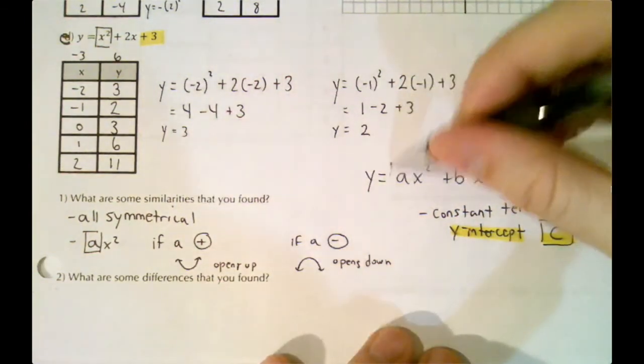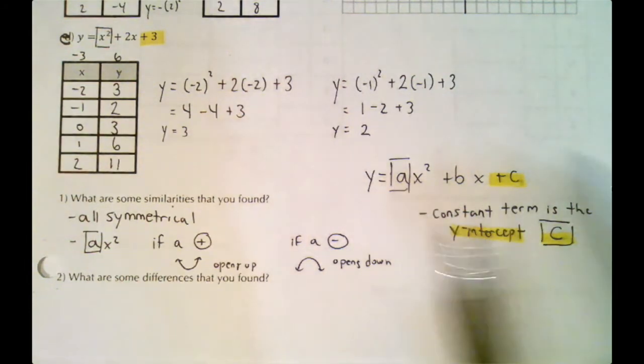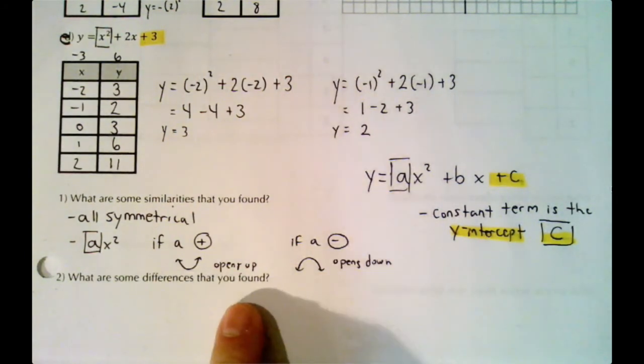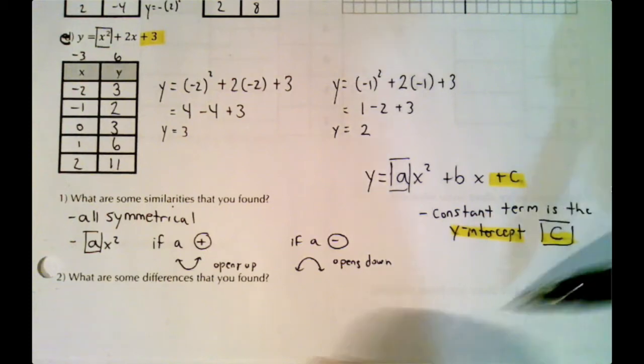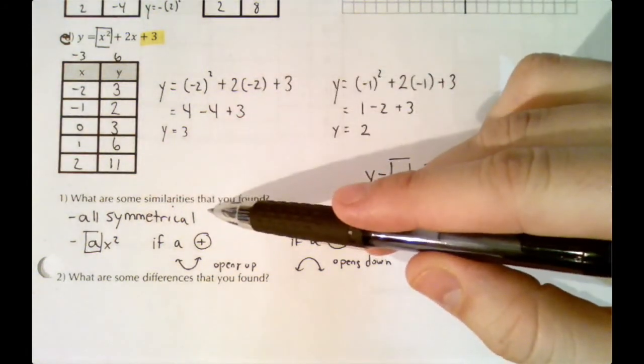And that a tells us our direction of opening. So just from looking at the equation, we should be able to tell the direction of opening and the y-intercept. That bx term doesn't actually tell us any features of the graph. What differences did we find? Well, I guess the y-intercepts were different. We should have put that down there. And I suppose the similarities were really just that they were all symmetrical.